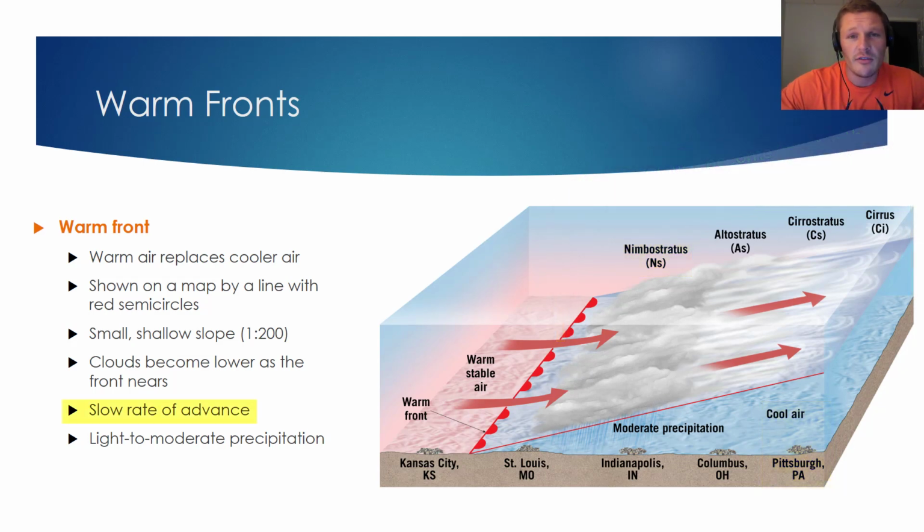Warm fronts move relatively slowly at speeds of about 15 to 20 miles per hour, and generally speaking, they will only produce light to moderate precipitation. Although in some cases, if we're talking about warm, unstable air, you can see the formation of cumulonimbus clouds as a warm front advances.